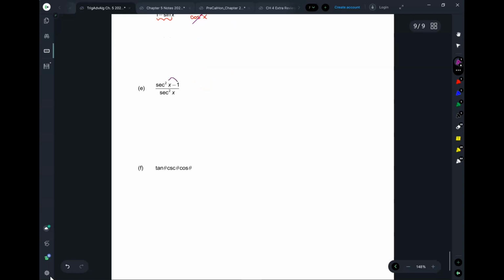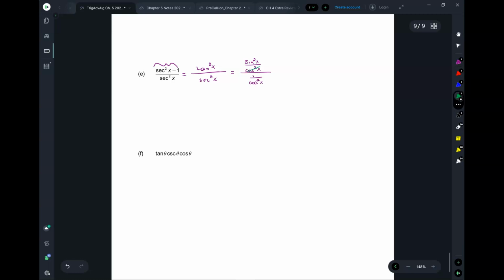Okay, next one. Secant squared x minus 1 from the box is tangent squared x over secant squared x. Okay, what's tangent? Sine over cosine. So squared is sine squared over cosine squared over 1 over cosine squared x for the secant squared x. You can do the reciprocal, but also you can see that those two cancel. So I just have sine squared x.